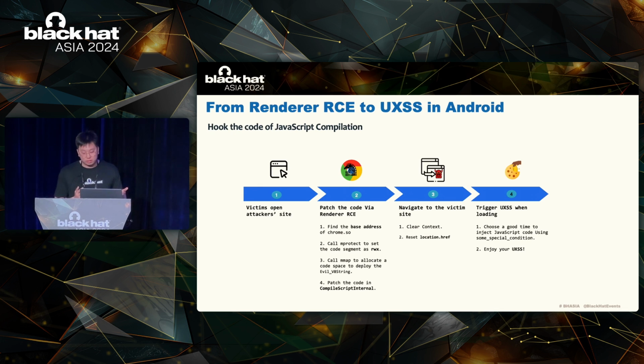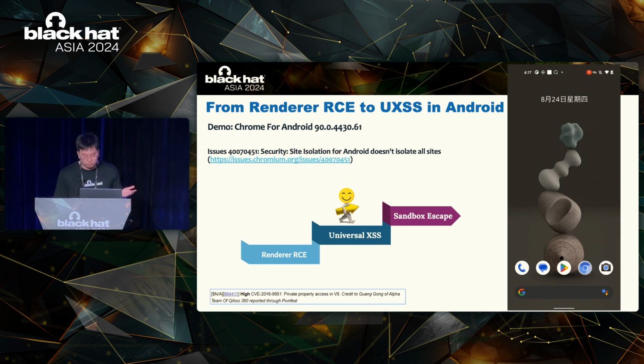When compiling this JavaScript of the victim page, the Trojan horse triggered and modified the JavaScript as anything controlled by the attacker, causing the universal XSS. Okay, we take a step forward. We transferred the render RCE into a universal XSS. I made a demo on Chrome for Android 90. On this version, we can inject any code into some important sites, such as account.google.com.